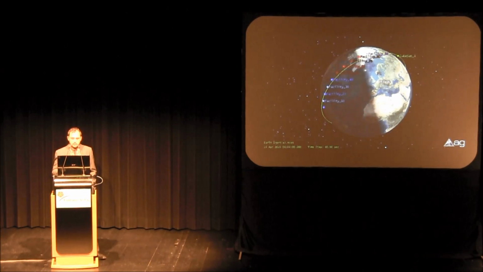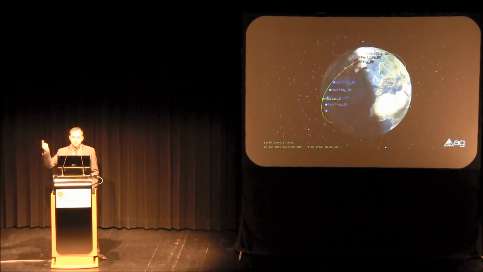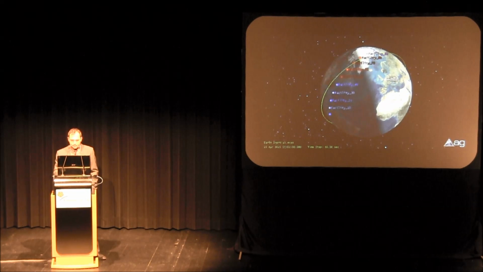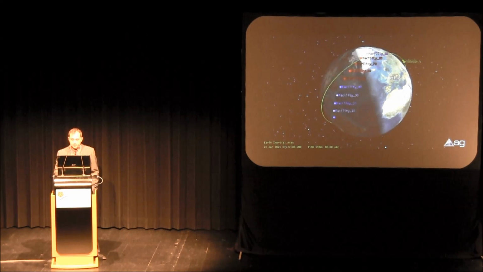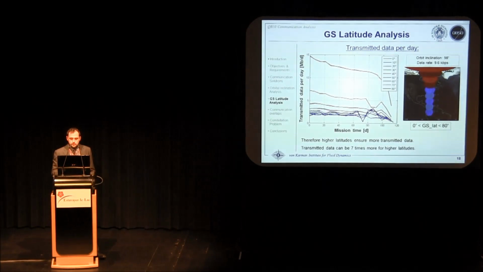So here it's extremely useful to have an overview of possible performances. So I assume to have 9 ideal ground stations on the same meridian to understand the effect of the ground station latitude. And as we can see for our mission, the higher latitudes ensure more transmitted data, because as we can see from the picture on the right, a higher latitude ground station can offer a larger coverage area. And we can also transmit 7 or 8 times more data for higher latitudes.